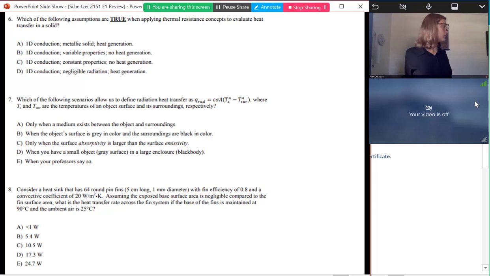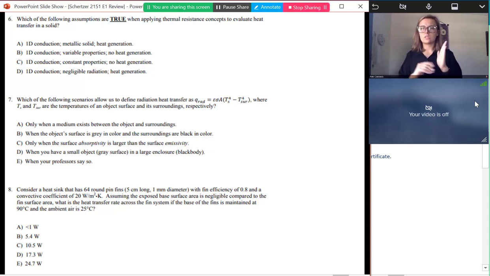Question 6 asks me which of the following assumptions are true when I'm applying the thermal resistance method. So thermal resistances are great. They're a very powerful tool, but hopefully one of the big things we're learning in this class is we can't just apply a solution method to a problem. We have to know that it's admissible, right? We need to know what the assumptions we're making are. So this is asking what assumptions do we have to make if we're using thermal resistance.